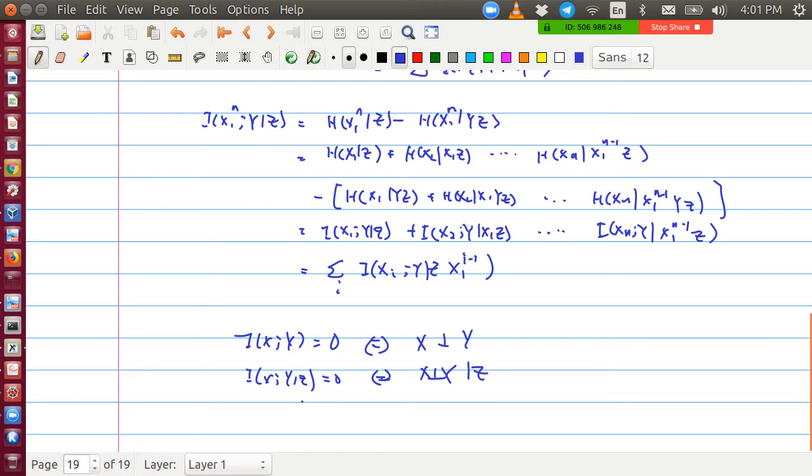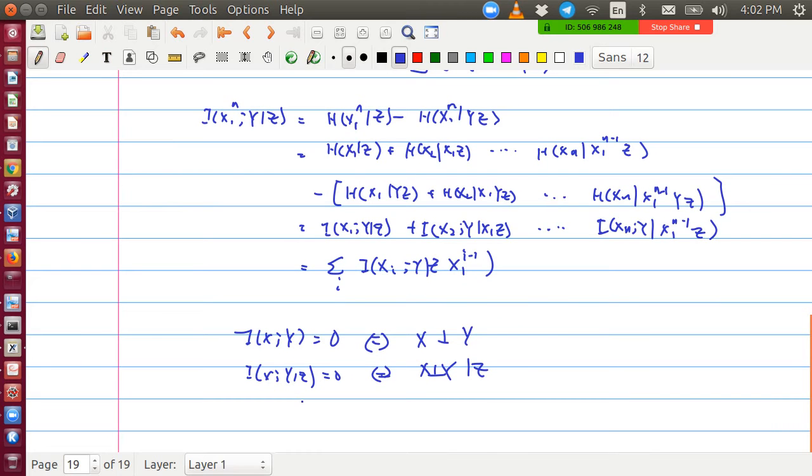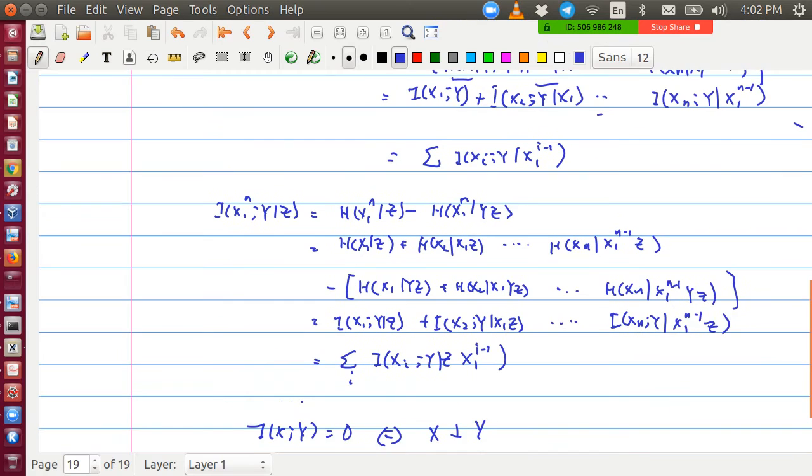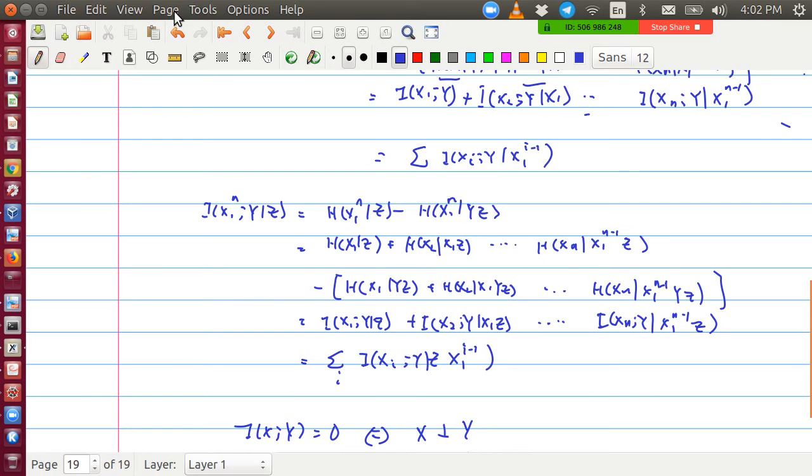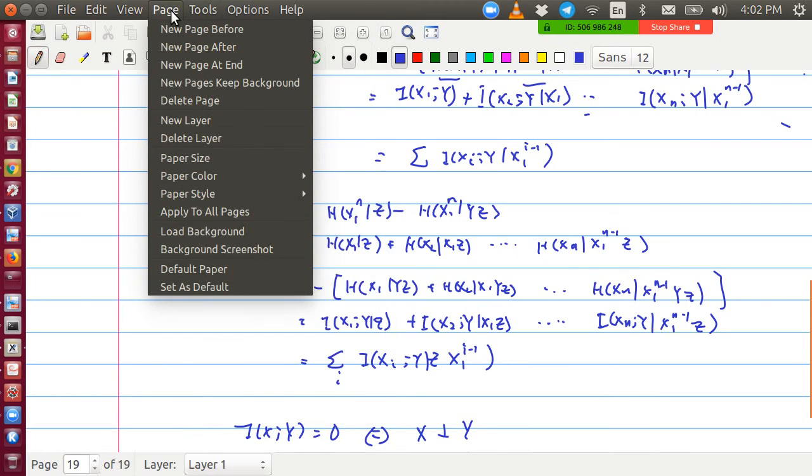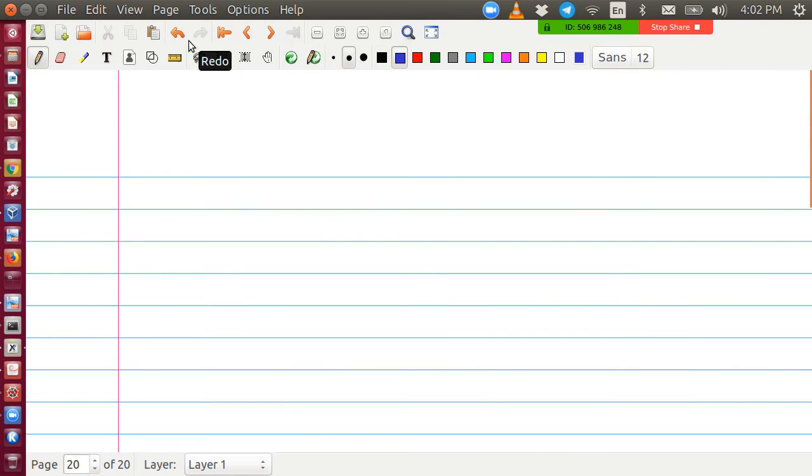And by the way, because we just showed that mutual information I(X;Y) has to be bigger than or equal to 0, right? And we know from the definition that this is just H(X) minus H(X given Y), right?